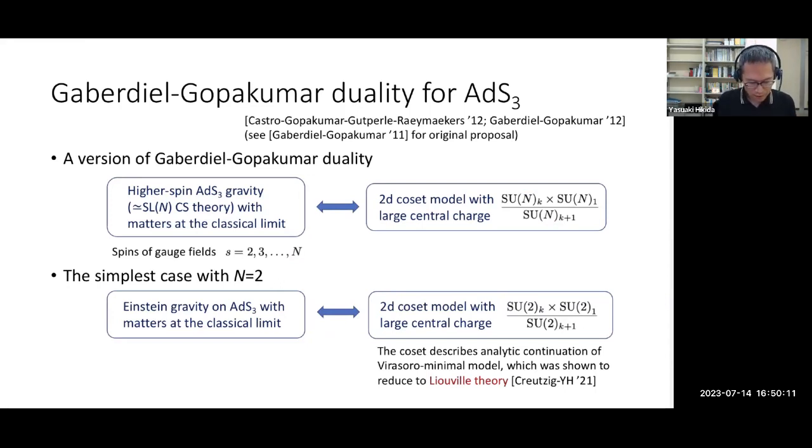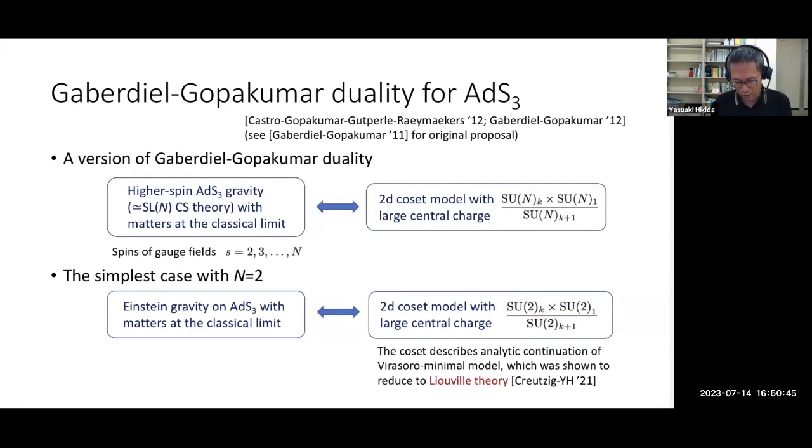But here, for simplicity, we take N equal to 2. This means we have only the graviton. So gravity on AdS is related to, now we set this equal to this one. If k is a positive integer, then this is just a Virasoro minimal model. But now we want to take some analytic continuation in this level. So this is a kind of strange theory.